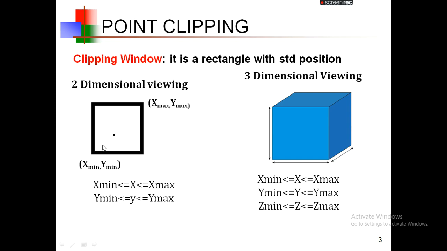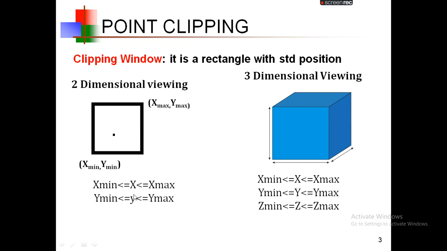So how to determine whether it lies inside the clipping window or outside? We need to check this range. If the x coordinate value of the point, I have written x, please see the mouse pointer, is within the range of x min to x max, that is, the x value should be greater than or equal to x minimum and less than or equal to x max, then you can say that for the given point P, its x coordinate lies within the clipping window.